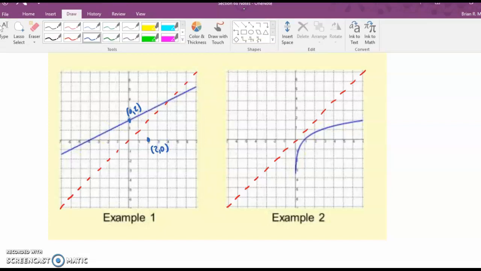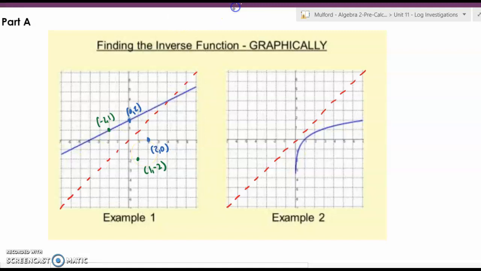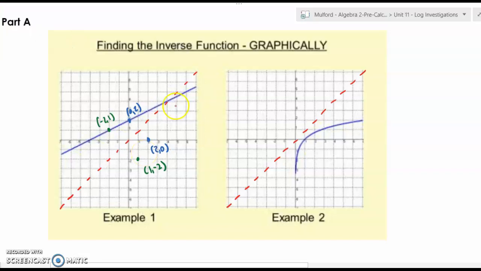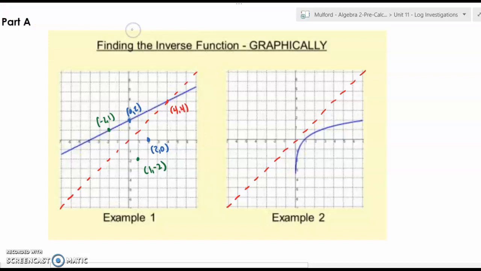I'm going to continue to do that with a selection of points. I'm going to go here at negative 2, 1, and my new point is going to be at 1, negative 2. I'm starting to get an idea of what this graph is going to do. I'm going to pick another point here at an interesting point, 4, comma 4. And what's interesting about that is when I graph the inverse of it, it's actually that point again. Let's grab one more point. I think we should have enough to make a decent approximation of this line.